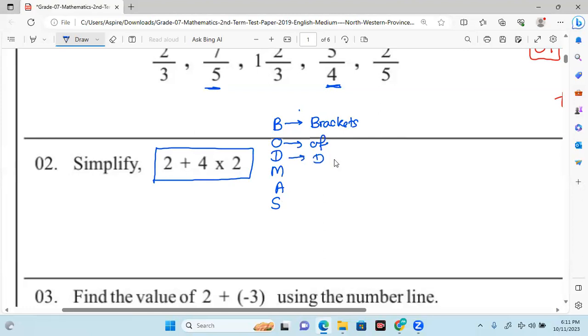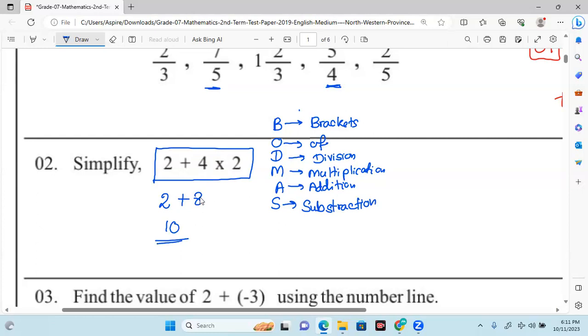Next, division. That means we have to give priority to division when we have other operations. Next, we have to do the multiplication before the addition or subtraction. Then it's addition, then after that subtraction. Okay, so in this question, we have to do the multiplication first. So 2 add 4 into 2, it is 8. 2 and 8 added, then the answer is 10.